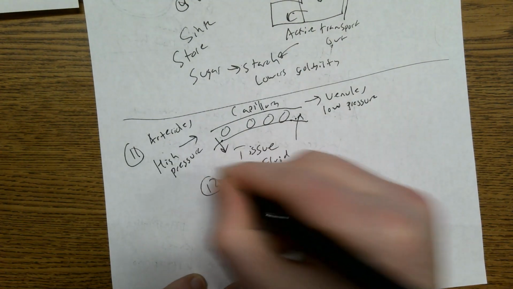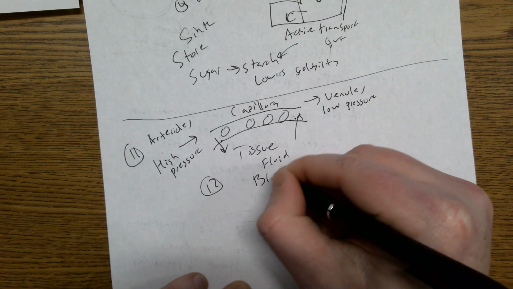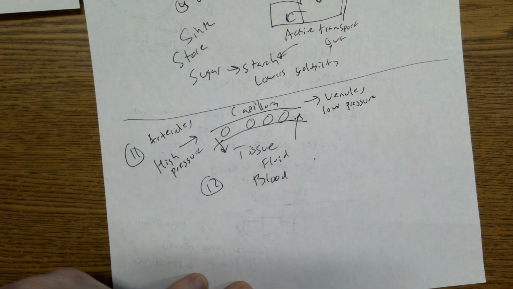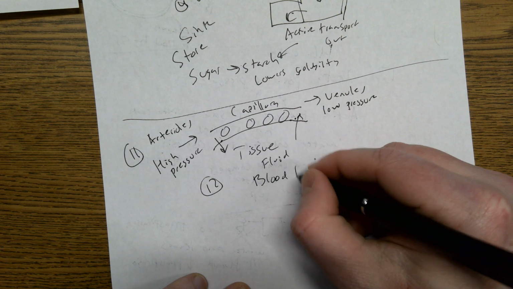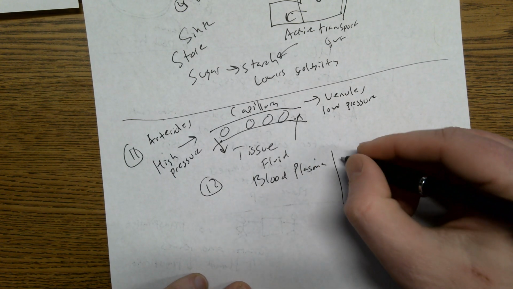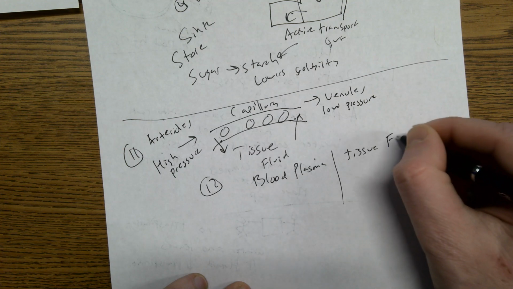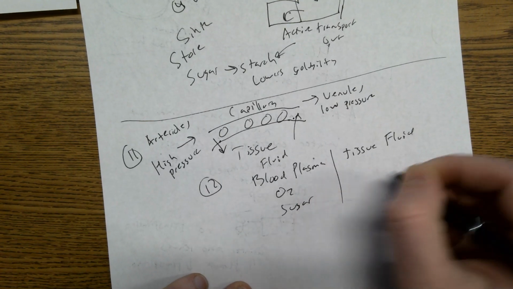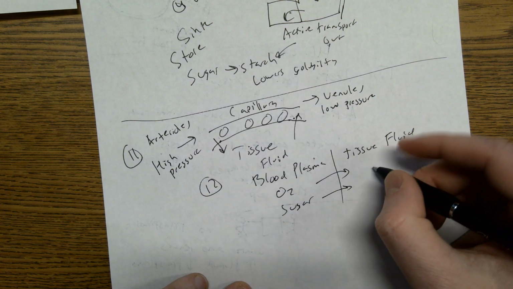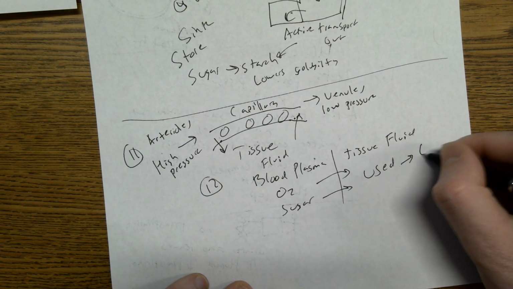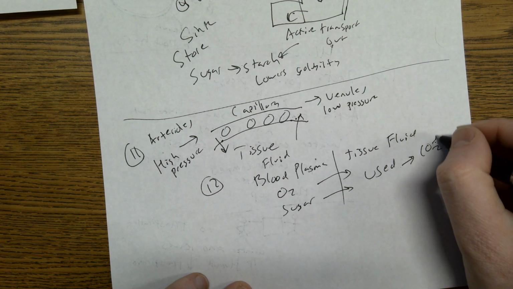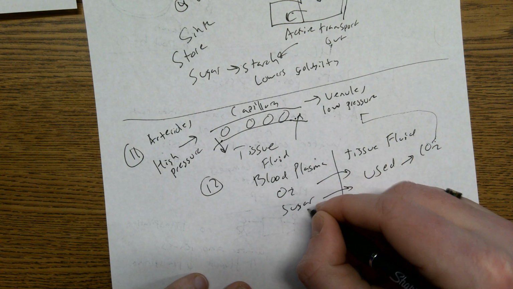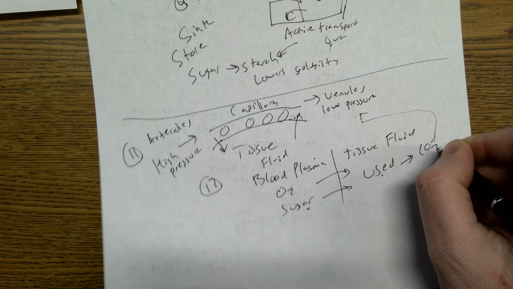Now, standard 12 is all about comparing blood plasma, which is the fluid, and tissue fluid. And so what you have happening here is the blood plasma is bringing oxygen and sugar, and that is going into the tissue fluid where it's going to be used, and you're going to get back CO2. And that's going to then return to the venule. So you're bringing O2 and sugar to the tissue, it's being used and turned into CO2 in cell respiration.